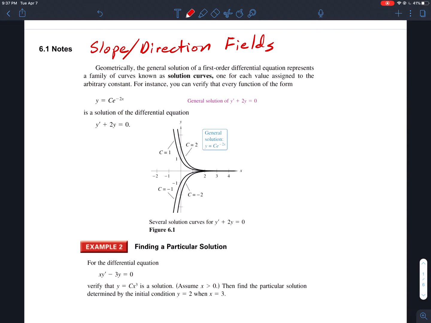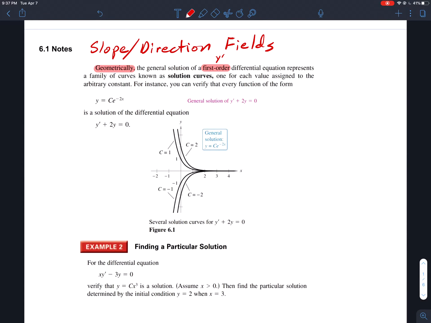All right. Actually, I just realized that I think that title is on the next page, but that's all right. Geometrically, all right, so we're going to a graph. Geometrically means we're on a graph. The solution of a first order differential equation, and first order means y prime, represents the family of curves, all possible curves, known as a solution curve, right?